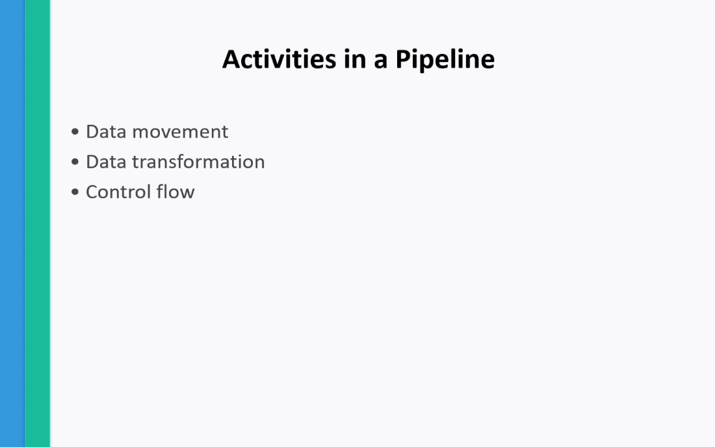The second one is data transformation. It means changing the data. For example, filtering records, joining tables, or aggregating values. Third is control flow. It controls how the pipeline runs. For example, conditions, loops, or running activities one after another. So every pipeline is basically a collection of activities.